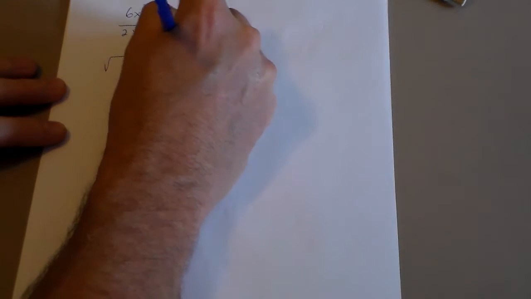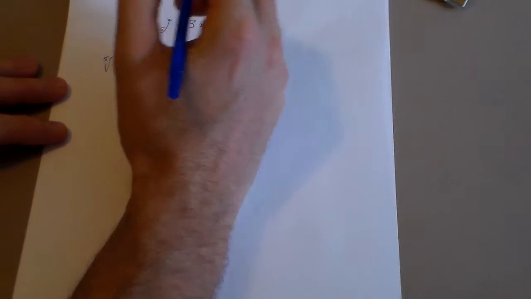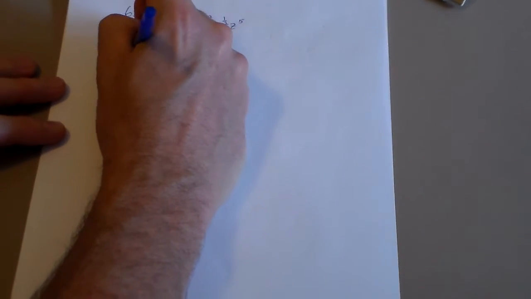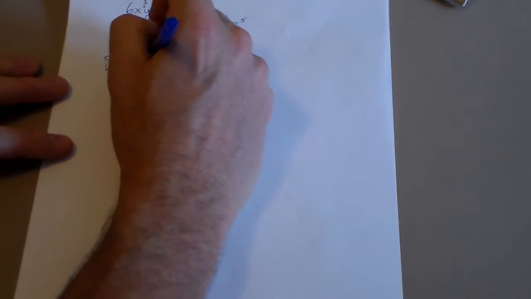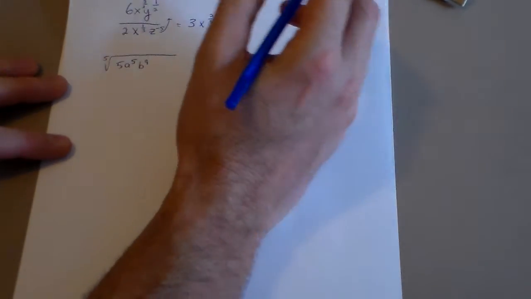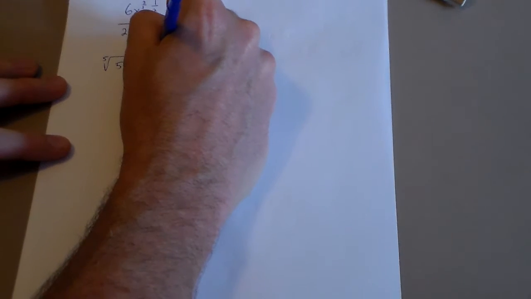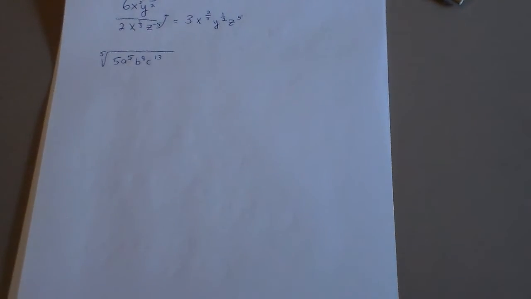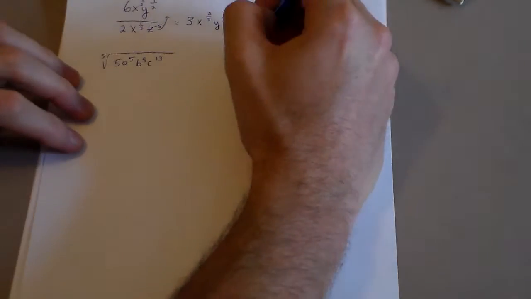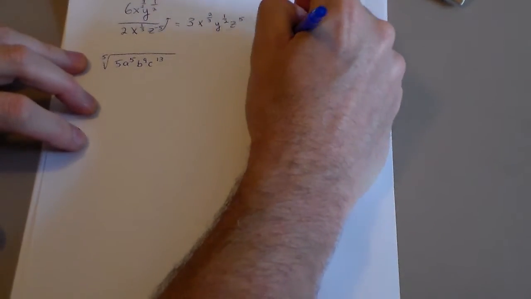So, the 5th root of 5a to the 5th, b to the 9th, c to the 13th. Now, before we do that, I want to try one like this, something that's more familiar to us.